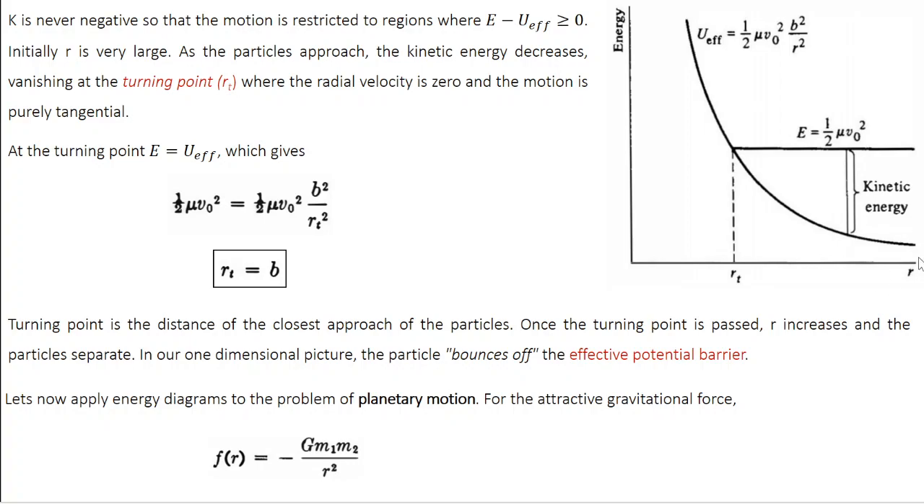So what happens? As M2 moves towards M1, the distance decreases. As the distance decreases, you can see that the effective potential energy increases and the kinetic energy decreases, whereas the total energy remains constant. So you move closer. Finally, when you reach this particular point, the effective potential energy becomes equal to the total energy and the kinetic energy becomes zero. And this point is known as the turning point.